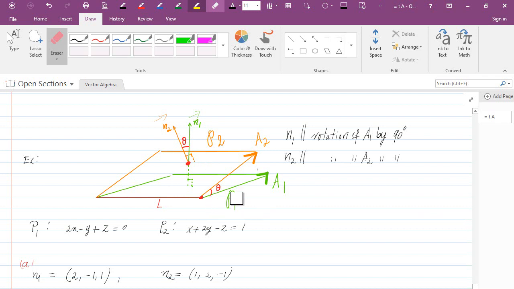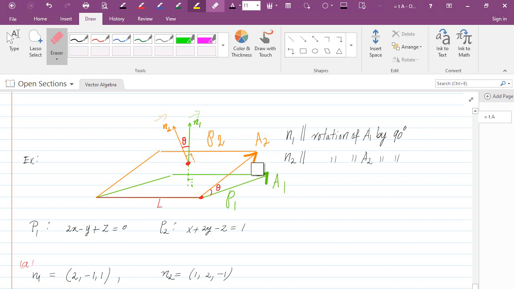Now, here is a portion of the plane, right? If you look at the green vector right here, a1, and the orange vector a2, this orange vector a2 is on the orange plane, and the green vector a1 is in the green plane. So the angle between the two is theta. Now notice that if I rotate a1 by 90 degrees, then I'm going to get n1, and if I rotate a2 by 90 degrees, I'm going to get n2. Well, I'm not going to get n2 exactly, but I'm going to get something parallel to n2.